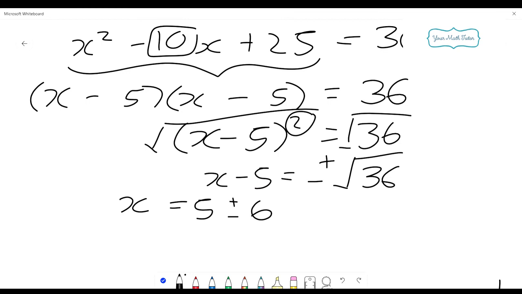So the final answer is x is equal to 5 plus 6, which is 11, or x is equal to 5 minus 6, which is negative 1.